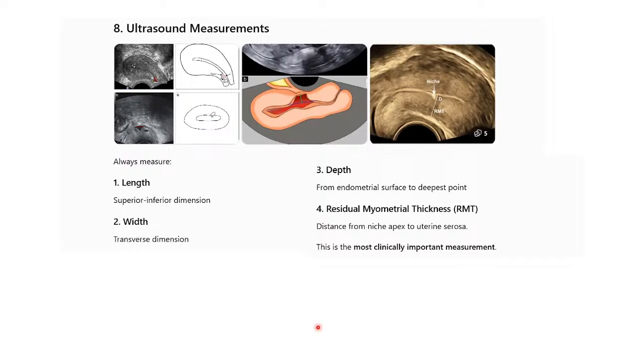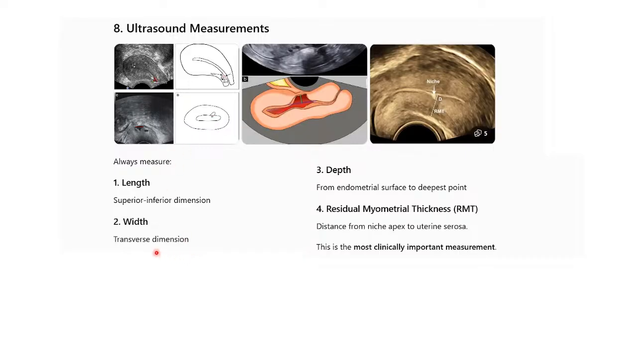Ultrasound measurements. Always measure the length, which is the superior-inferior dimension. So this one, that's the length of the niche. You can see this one. That's what you're supposed to measure. Guys, have you been measuring this? Did you know about this?